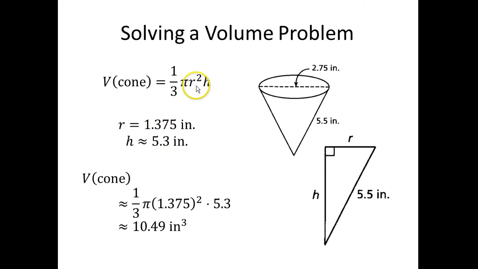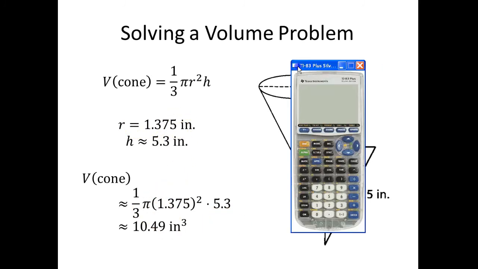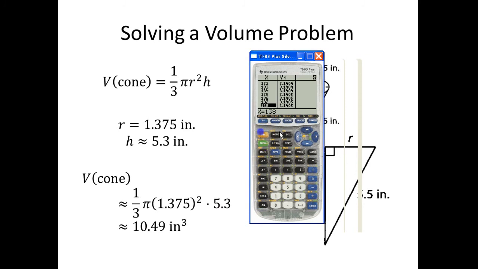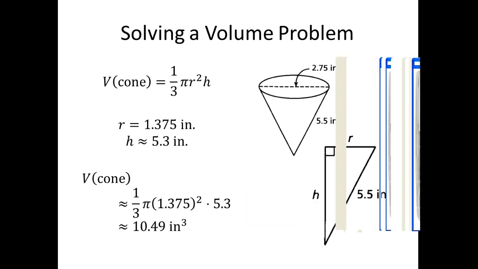So now I have all the ingredients that the volume formula calls for. It calls for the radius, and it calls for the height. So I substitute those values into my expression for the volume and use my calculator. I end up getting that the volume of the cone is equal to 1/3 times pi times 1.375 squared times 5.3, which gives us approximately 10.49 cubic inches as shown there.